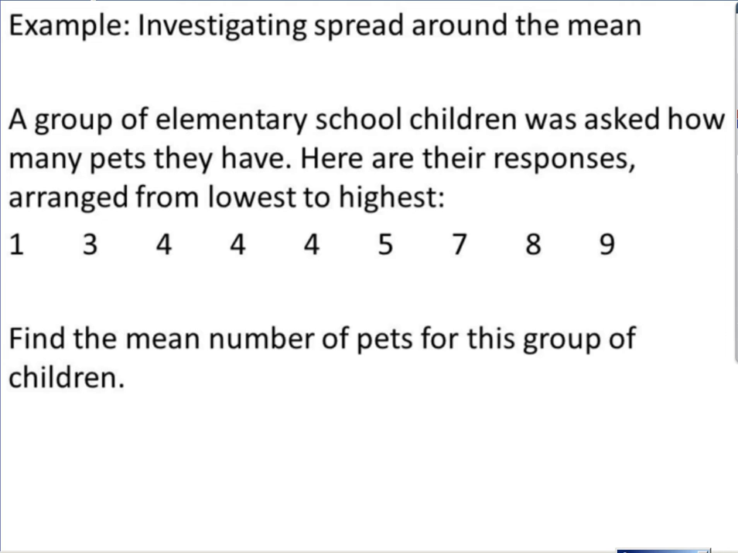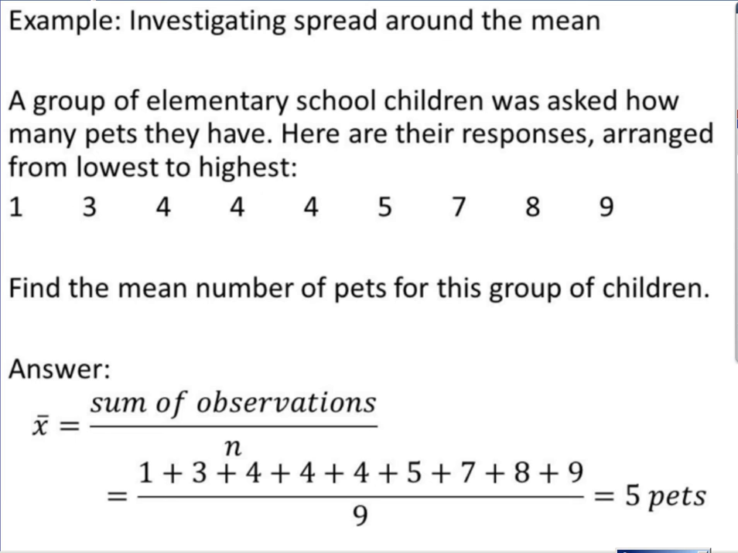Investigating spread around the mean. A group of elementary school children were asked how many pets they have. Here are their responses, arranged from the lowest to the highest. We need to find the mean number of pets for this group of children. Remember, to find the mean, you add all the values together and then divide by the number of observations. When we add them all together, there are 9 children. We divide that by 9, and the average is 5 pets per child.